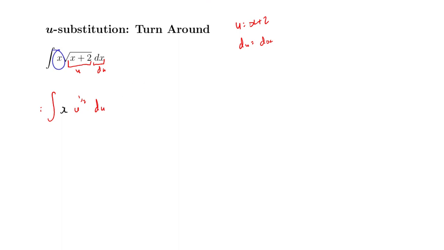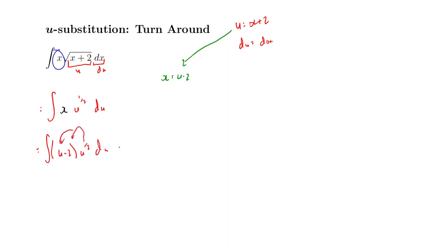The problem is that this isn't translated all the way in terms of u's, so what we can do is turn our u substitution around. Let's figure out what x is in terms of u. We can just solve this little u substitution that we've got, this rule that we defined here for x. And if u is equal to x plus 2, then x is equal to u minus 2. Cool. So suddenly we have an integral of u minus 2 times u to the half du.